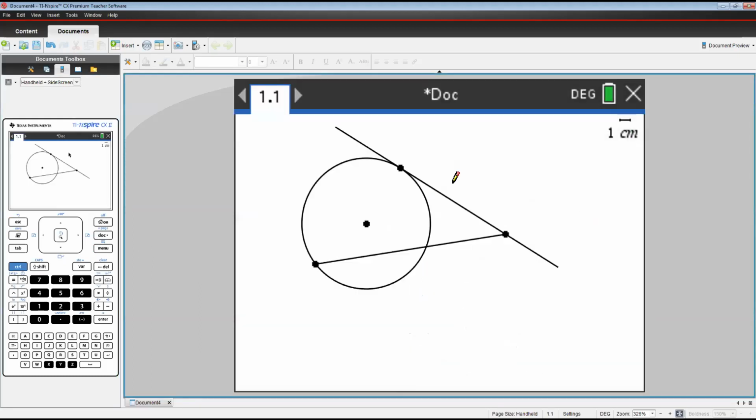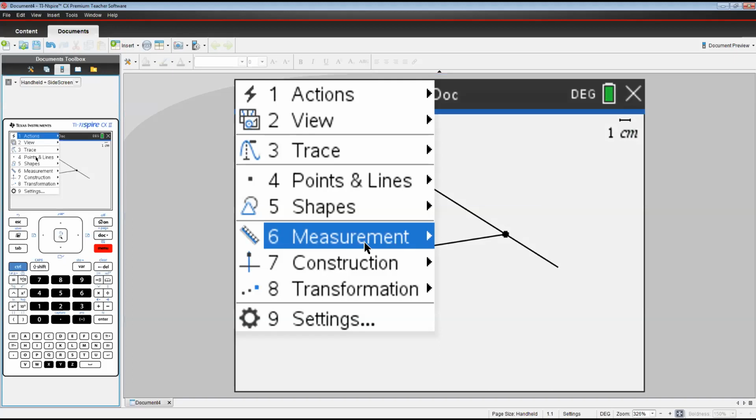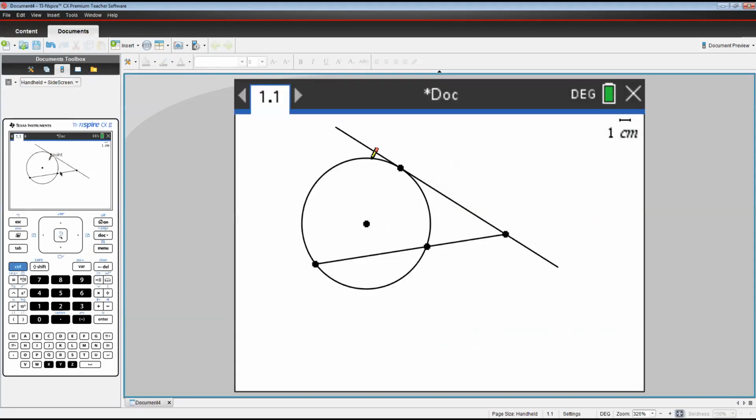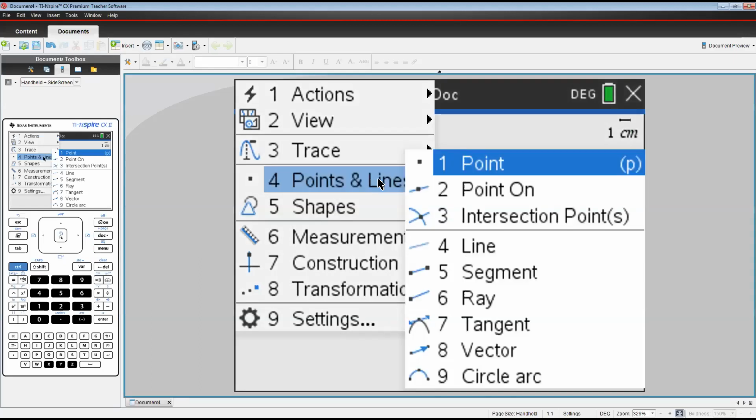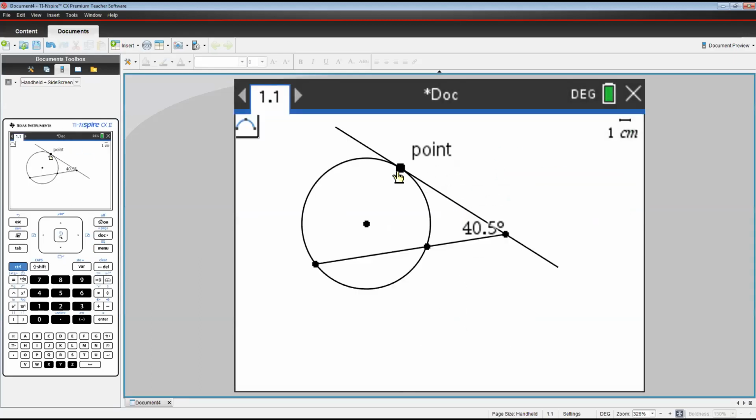So let me put another point at that intersection point. And let's start measuring. So measuring this angle, that is 40.5 degrees. To measure the 2 arcs, we need to draw in the arcs first. So go to circle arc. And remember to put a point in between. Same thing for this arc here.